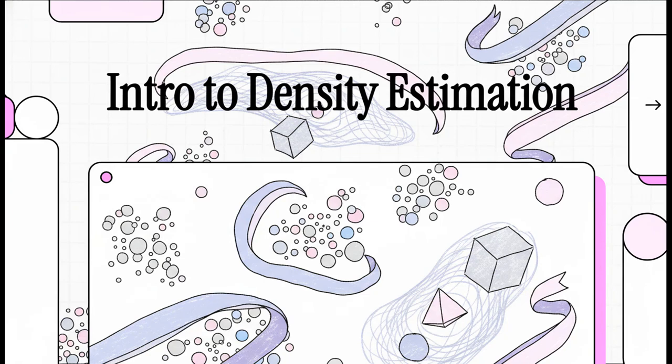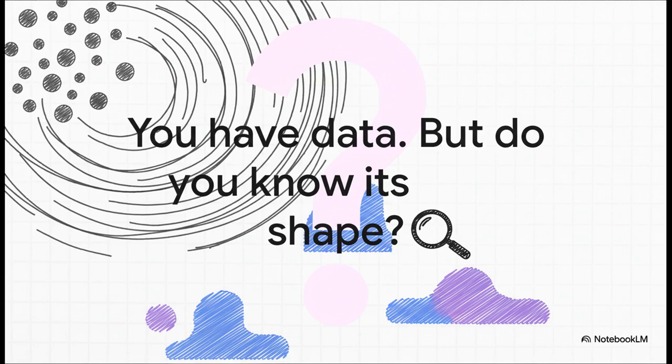Welcome to the Explainer. Today, we're going to tackle a question that's really at the absolute heart of modern AI. How do we figure out the true shape that's hiding inside our data? So let's just jump right in.